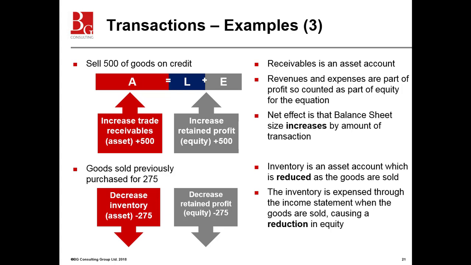In fact, we'll expense the inventory through an expense line known as cost of goods sold expense within the income statement. You can see then in the income statement we will show revenue of 500, costs of 275, and the net result, our net profit, will be 225. Overall then, assets will increase by 225 and retained profits will increase by 225. The net result of both transactions.